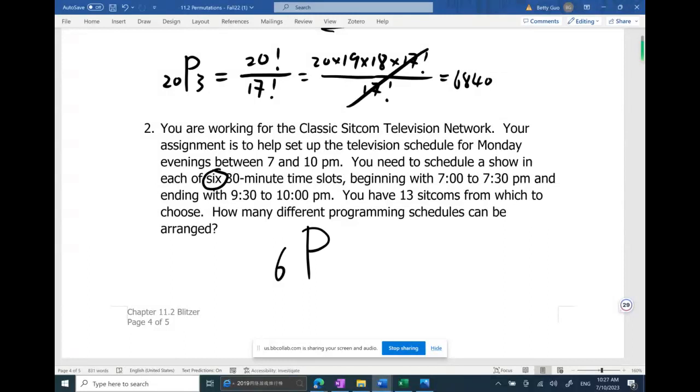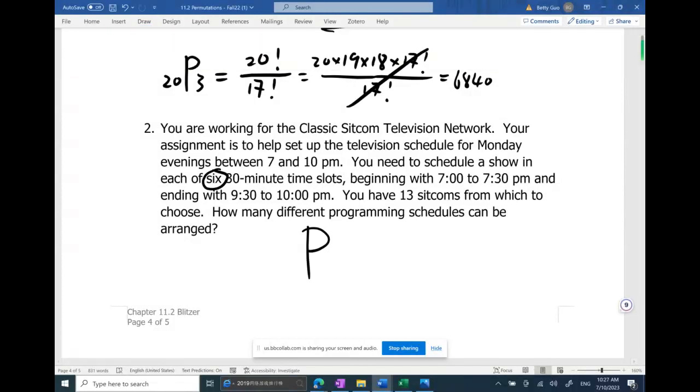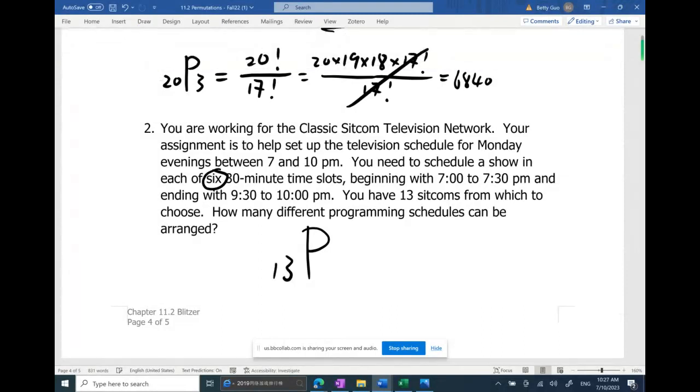And you have 6 slots. You have how many options? 13. Yeah, you have 13 sitcoms to select from, but you only have 6 slots, right? You see the number by the right foot always is smaller, sometimes equal to. In this case, it's strictly smaller than the number by the left foot. Okay, use your calculator to figure out what's the result. If you don't mind, you can do 13 factorial over 13 minus 6 is 7 factorial, but that's going to take a little bit of a while to get the answer, right?